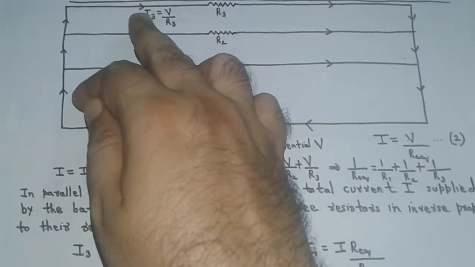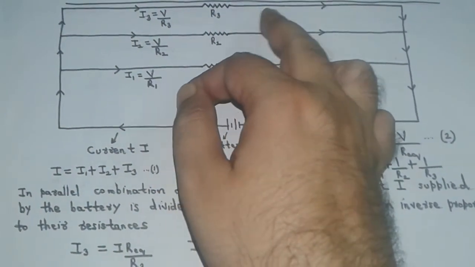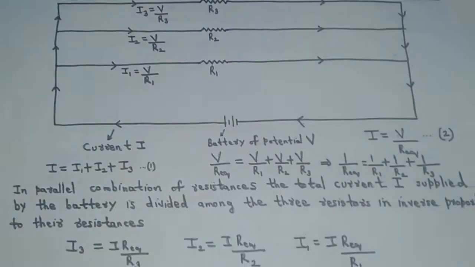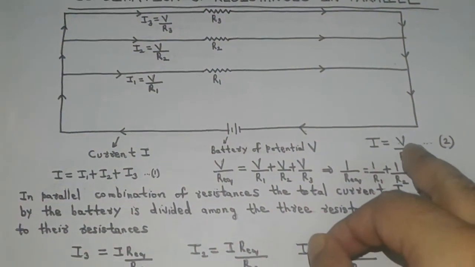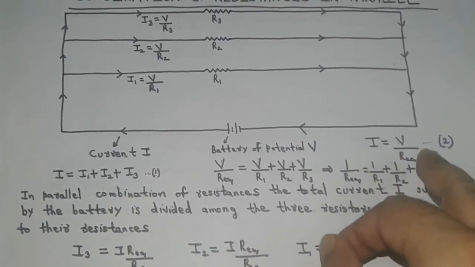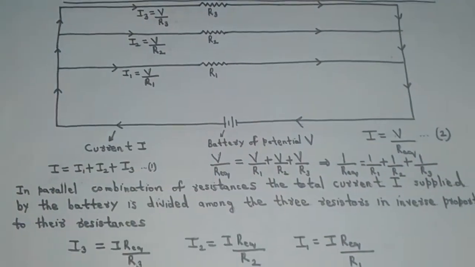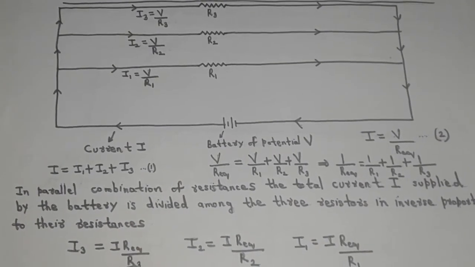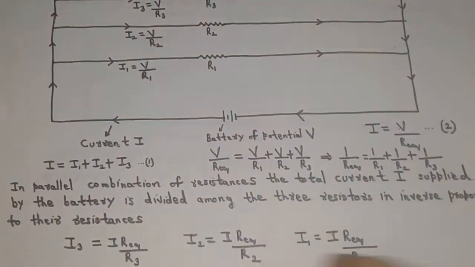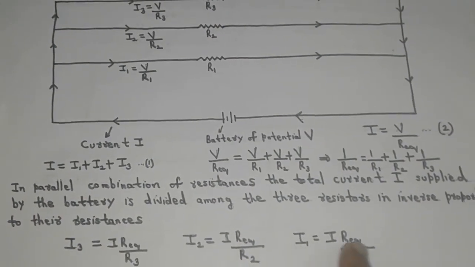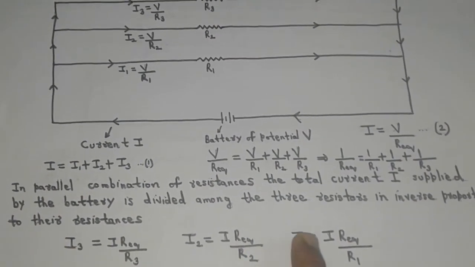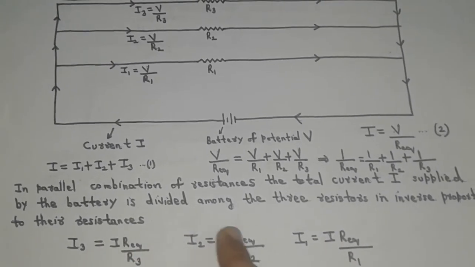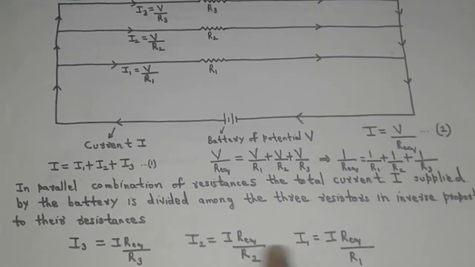Similarly, we can determine the current I3 flowing through the resistor with resistance R3, which is I3 is equal to V upon R3. So again, substituting V is equal to I R equivalent from equation 2, we get I3 is equal to, in place of V we can write I R equivalent upon R3. So we can see from these equations that the current flowing through the resistors is divided in inverse proportion to their resistances.